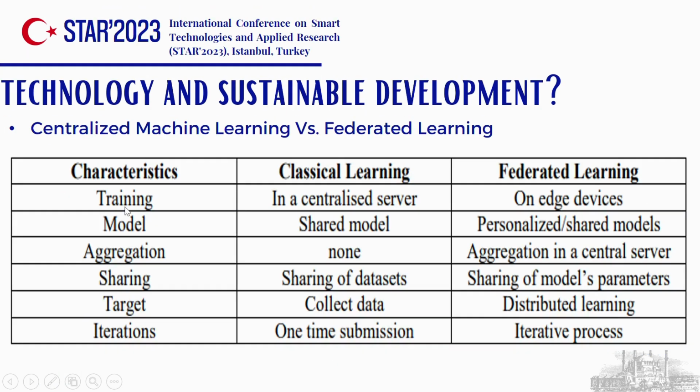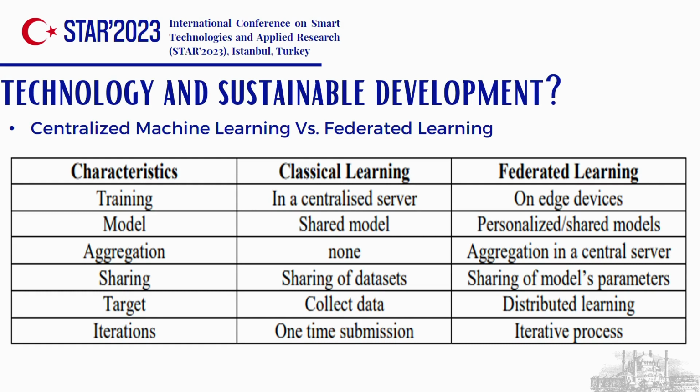So here let's discover the main differences between centralized machine learning and federated learning. We have many differences. At the level of training, using classical models, the training is in the centralized server. However, in FL, it is on the edge devices. For the model, it is shared in classical learning, and for FL, it is personalized and shared. As for aggregation, there is no aggregation in classical learning. However, for the FL model, the aggregation is done in the central server.